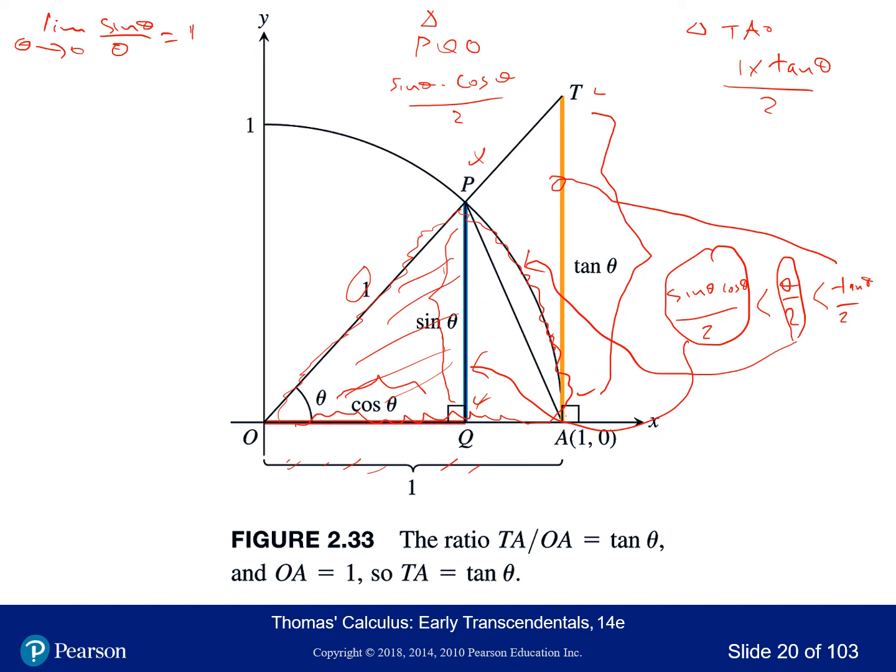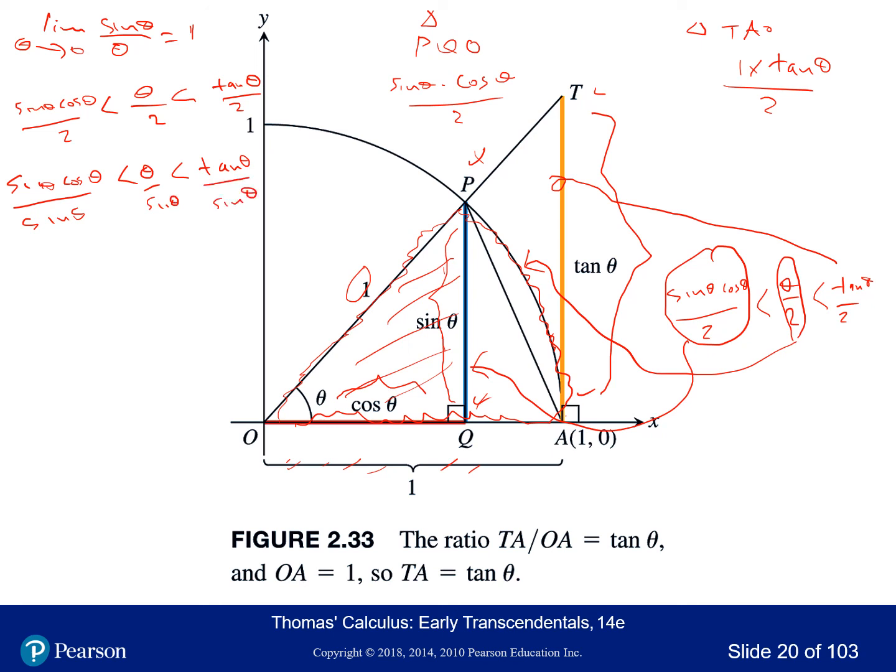So I'm going to rewrite this. I have tan theta over 2, and it's greater than theta over 2, and this is greater than sine theta cosine theta over 2. Now if I multiply by 2 both sides, I'm going to get sine theta cosine theta is less than theta is less than tan theta. If I divide every one by sine theta, I divide this by sine theta, and I divide this by sine theta.